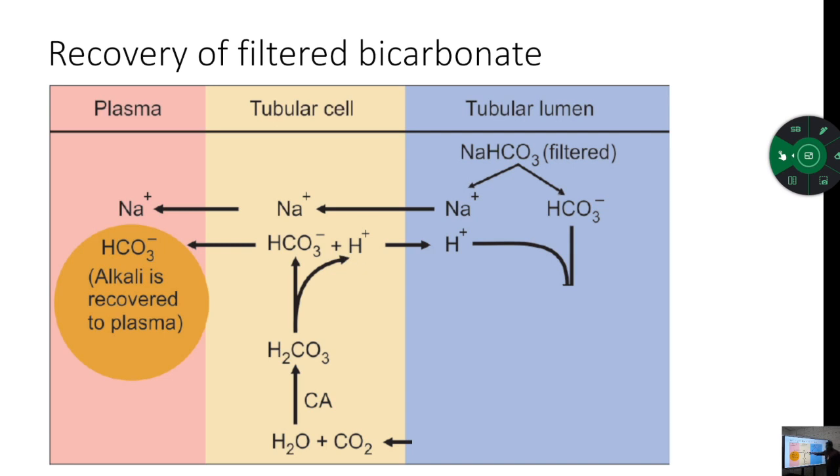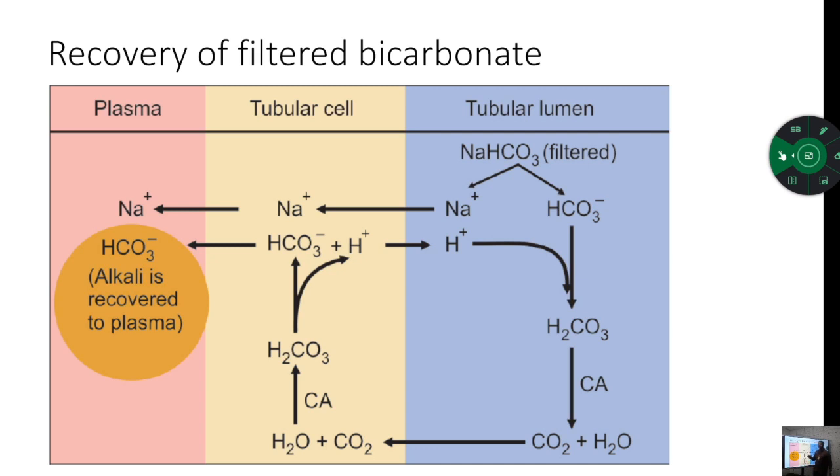The H+ from this reaction and the HCO3- dissociated in the lumen combine to form H2CO3, and this H2CO3 is split again into CO2 and water, which diffuse back into the tubular cell. The bicarbonate formed in the cell is transported into the plasma, and the sodium is also transported there. Together they remain in the plasma, saved as sodium bicarbonate. So this is how the alkali is recovered in the plasma.